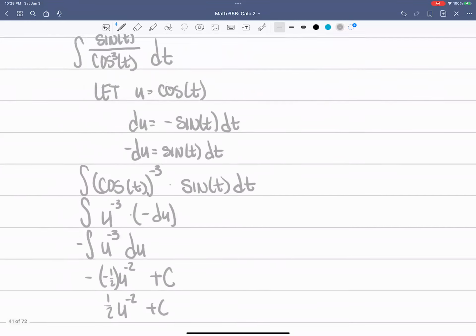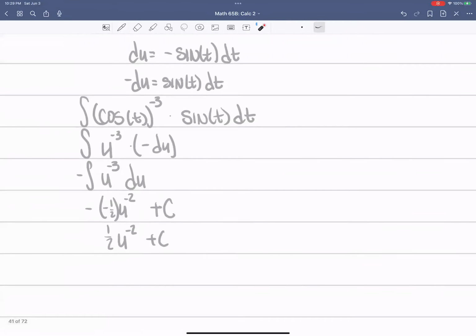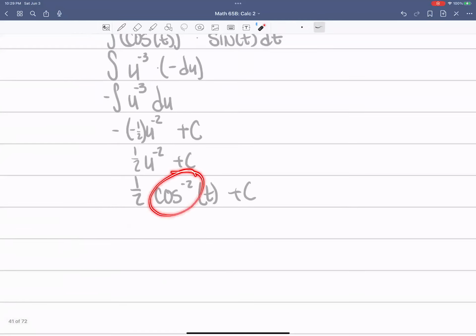We weren't in terms of u, we were in terms of t. So let's throw that back in there. u equals cosine t. So what we have is 1/2 cosine to the -2 t plus c. We actually have a function that we could name this. So the reciprocal function of cosine is secant. So 1/2 secant squared t plus c. And there we go.